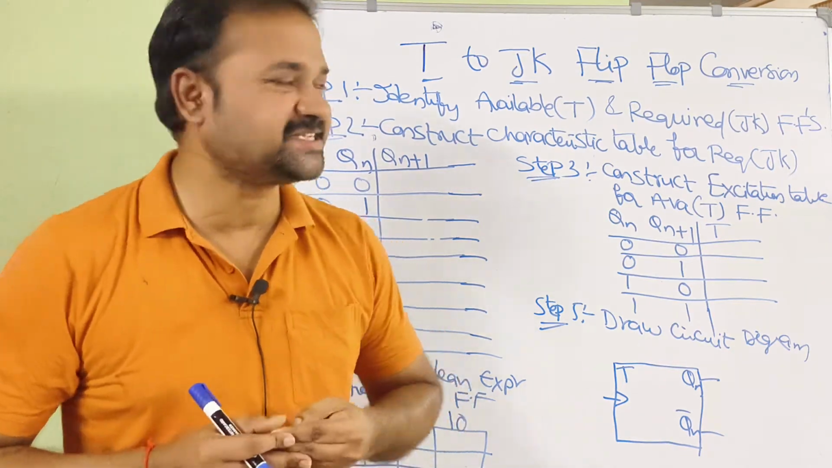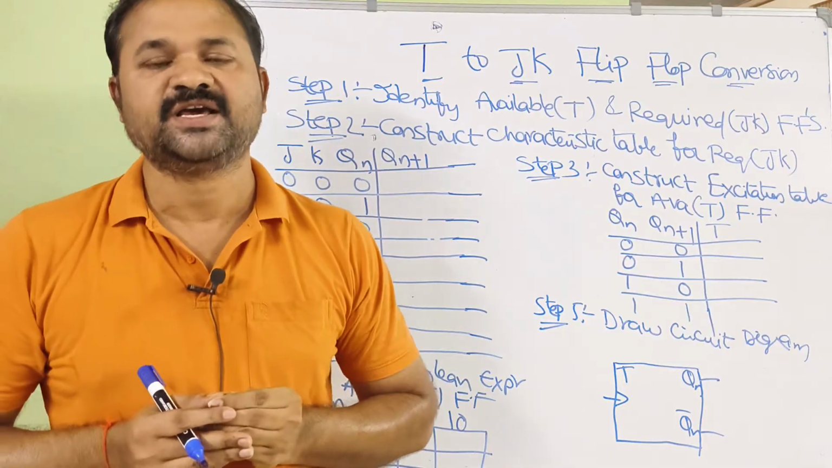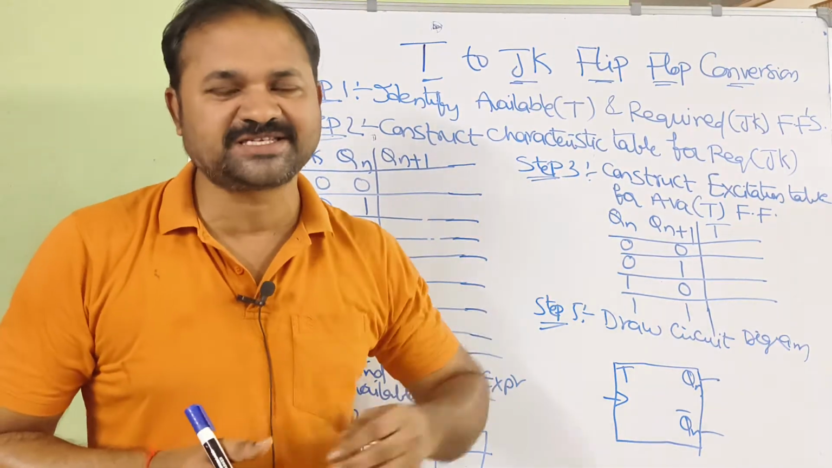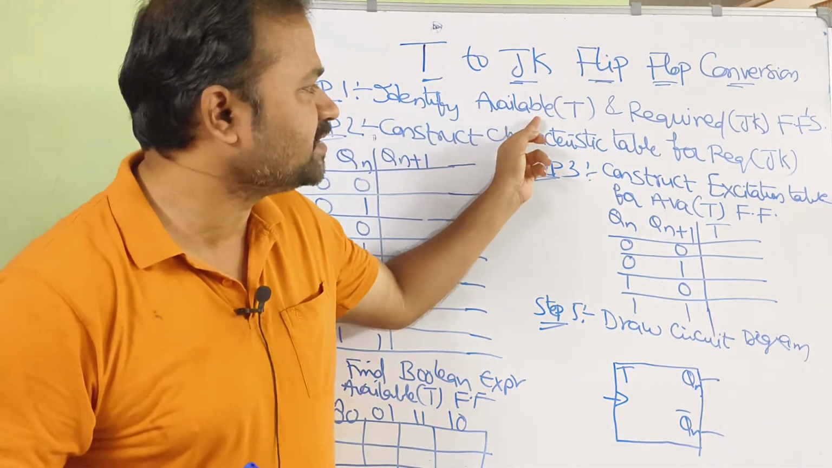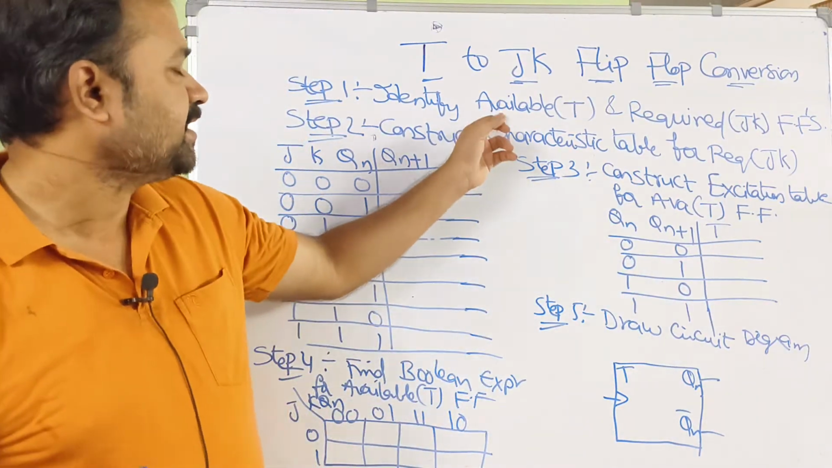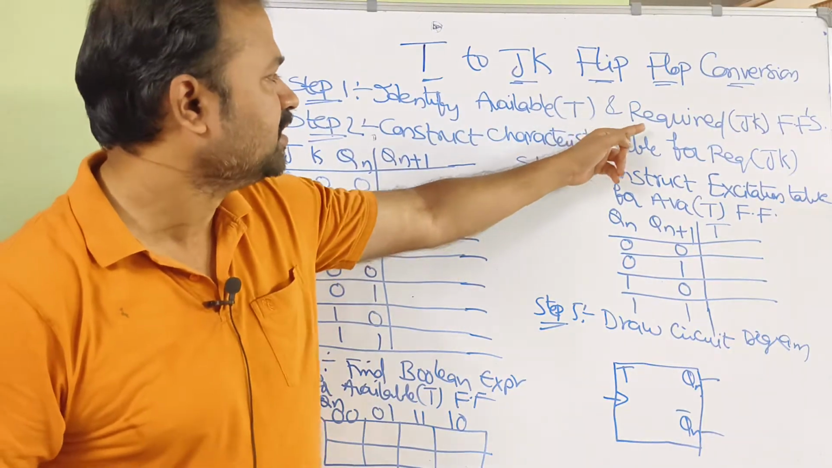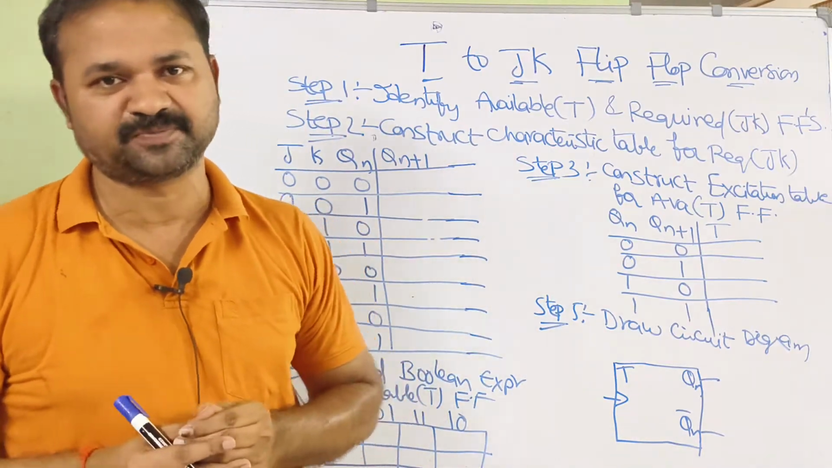Now let us discuss T to JK flip-flop conversion. Here we have to follow 5 steps in total. Now let us see all the steps one by one. So step 1, identify the available and the required flip-flops. Available flip-flop means input flip-flop, that is T flip-flop. Required flip-flop means output flip-flop, that is JK flip-flop.